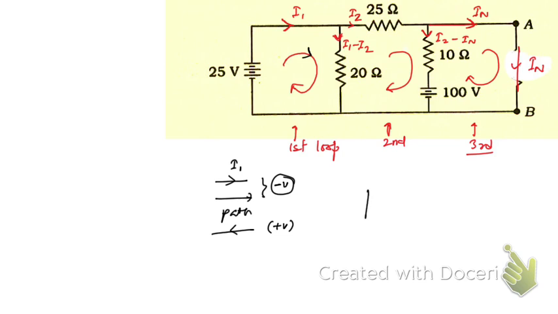Similarly, this is the battery. If the path is from higher to lower potential, suppose it is a 25 volt battery, then we take minus 25 volt. And if the path is from lower to higher potential, then we take it as positive, right? So hope you have understood this. That's going to be the sign convention.